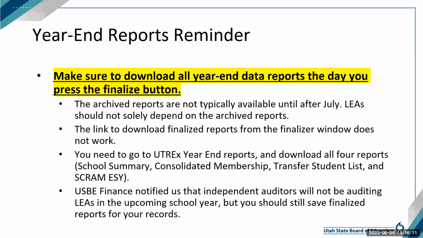Another reminder, make sure to download all the year-end data reports the day you press that finalize button. The archive reports are not typically available until after July. The LEA should not solely depend upon the archive reports. The link to download finalized reports for the finalized window does not work. You need to go to the UTREx year-end reports and download all four reports: the summary, the school summary, the consolidated membership, transfer student list, and the SCRAM ESY.